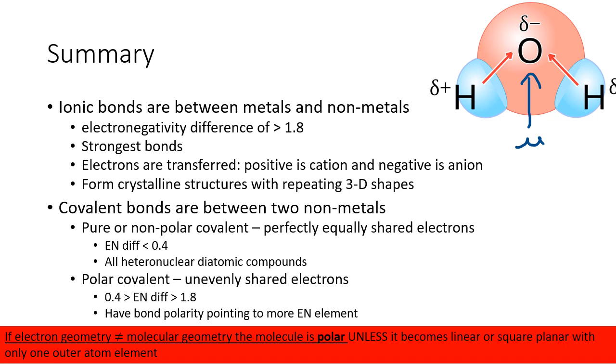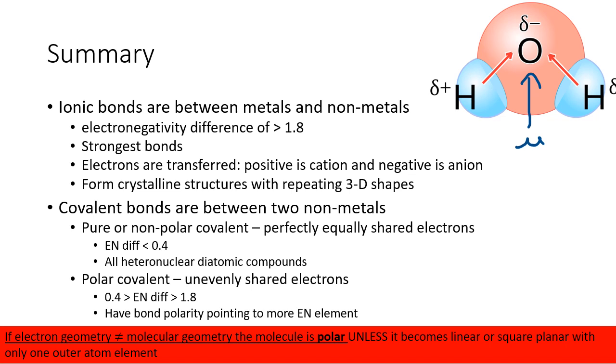Polar covalent bonds are unevenly shared electrons. So they're somewhere in between being pure covalent and ionic. They have an electronegativity difference between 0.4 and 1.8, and they have a bond polarity pointing to the more electronegative element, and that is given by a vector line where you have a little arrow and you have a cross on the bottom of it.